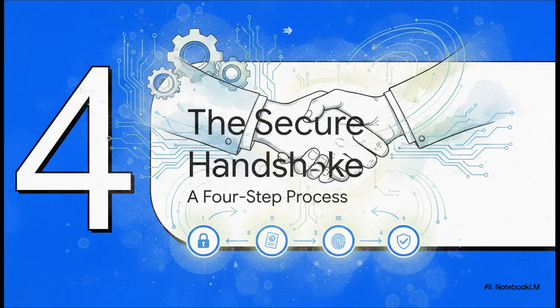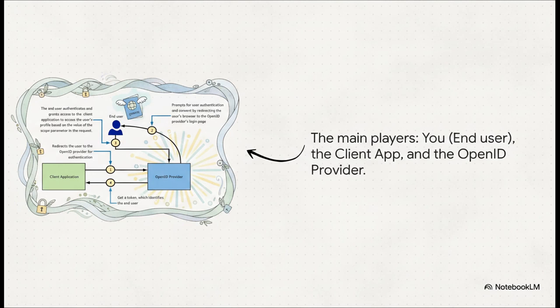So how does this digital passport actually get shown and checked? Well, it all happens in this lightning-fast, super secure, 4-step handshake that's over in just a couple of seconds. So this whole handshake is kind of like a carefully choreographed dance between 3 main players. You've got you, the user, you've got the client app, that's the website you want to get into, and you have the OpenID provider, our digital passport office like Google. Let's walk through how they all talk to each other.